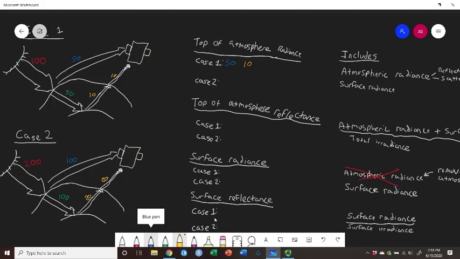Right, and then if we do the quick math here, because the two things that are included are the blue 50 and the yellow 10, we get a value of 60. So our top of atmosphere radiance in case 1 is 60. And then we're just going to really quickly do the same thing for case 2. In this case, we have 100 and we have 20, and then we're going to get a value of 120.